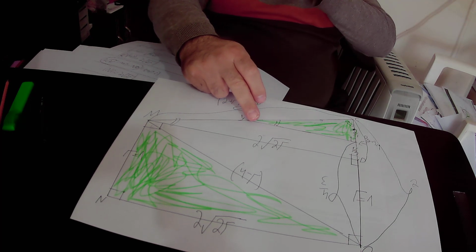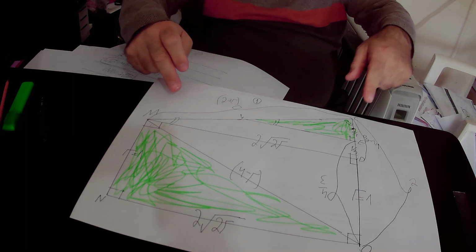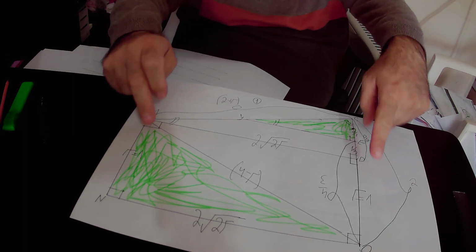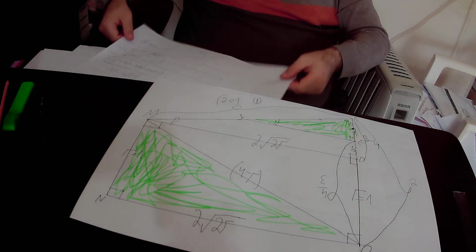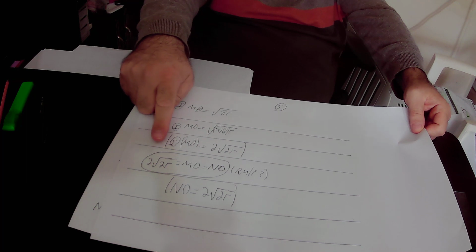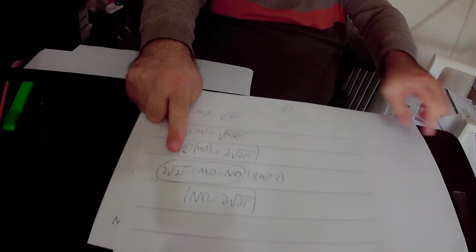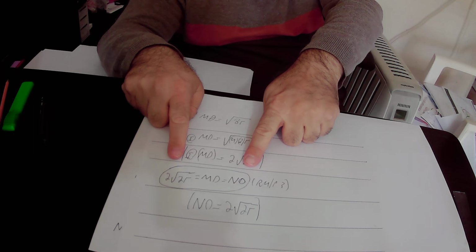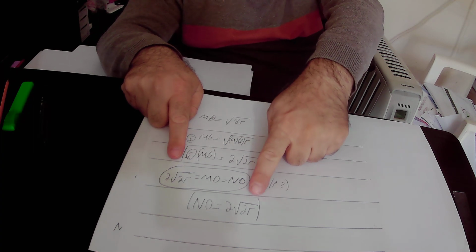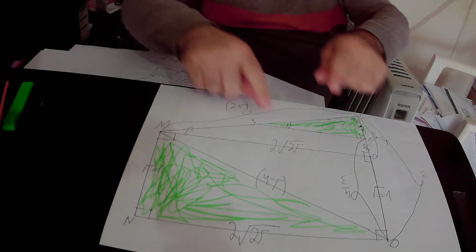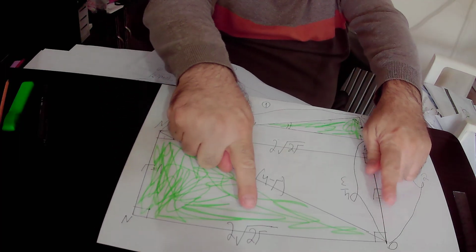And we have rule number 3 that states that the opposite sides of a rectangle are equal to each other. That is to say, MD equals NO, but we have already found out that MD equals 2 times the square root of 2R. So from this equality we will conclude that NO also equals 2 times the square root of 2R.